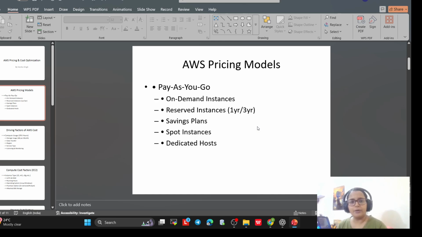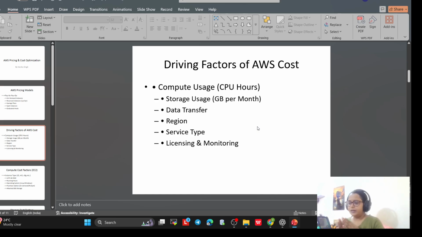Now, the second thing about the pricing model is the dividing factor of cost. What are the factors of cost? Basically, it has three costs: compute, storage, and data transfer. Compute usage means CPU hours. How many hours is the CPU being used?